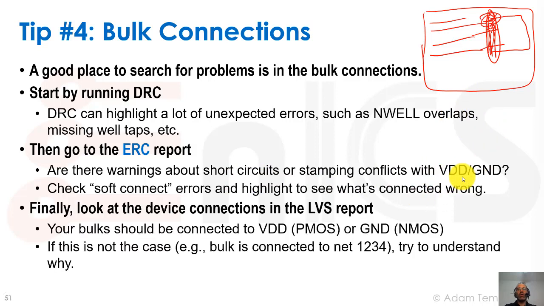And finally, we can take the LVS, but again, that's comparing the source to layout, and that's a much later stage. If we get to there, we're going to be scratching our head. It might be a problem, but we can look at the device connections in the LVS report. If we see in the device connections that our bulks are not connected to VDD or ground, that's a good place to start looking. For example, if the bulk is connected to net 1, 2, 3, 4 or something else, we have to understand why, because we don't know what a certain transistor's gate, source, or drain should be connected to, but we do know that the bulk should probably be connected to VDD or ground or some other power or ground rail.